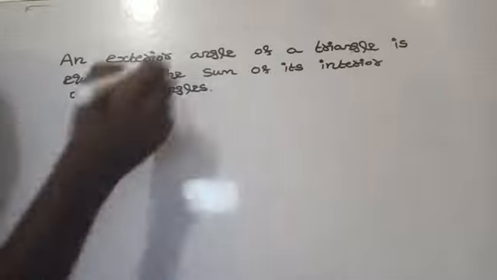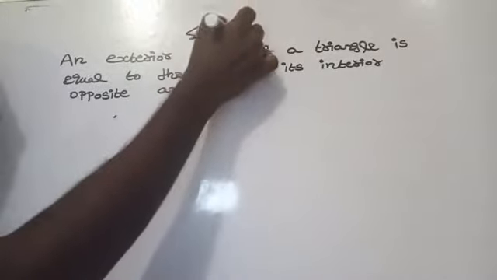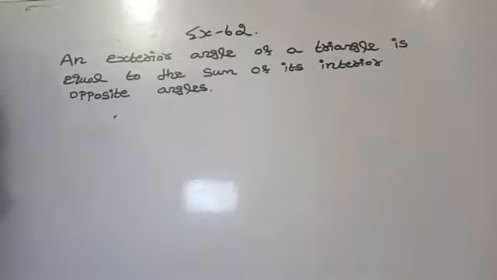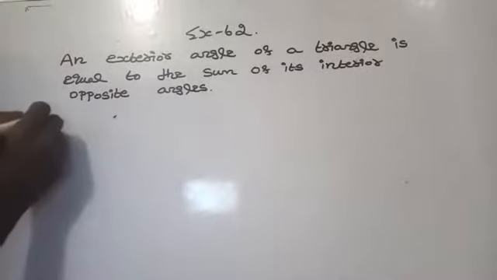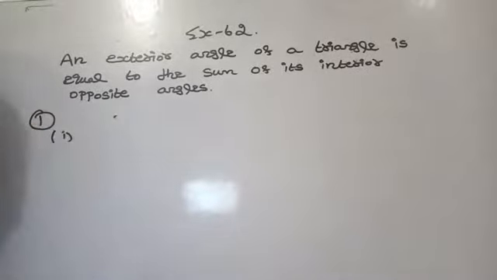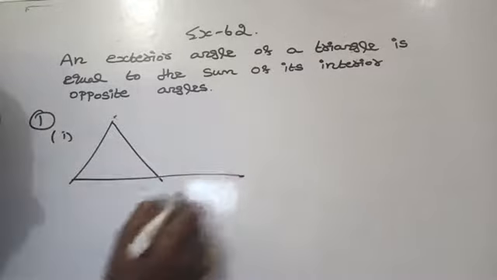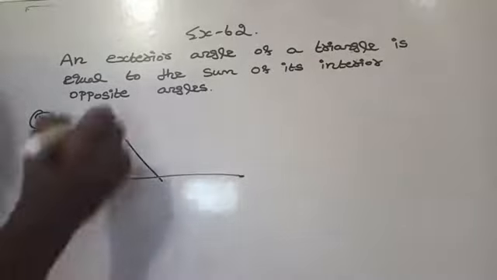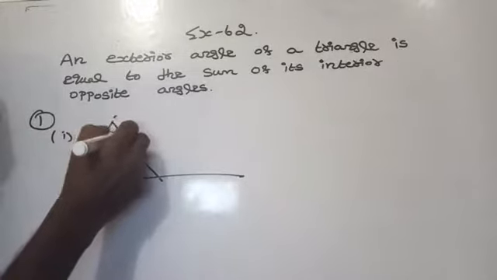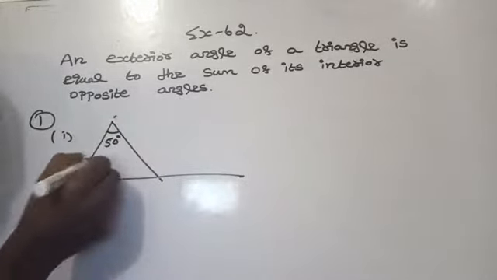Look at exercise 6.2. Find the value of unknown exterior angle x in the following diagram. First question, first part, the diagram is given. It is 50 degree, it is 70 degree, it is what? X here.